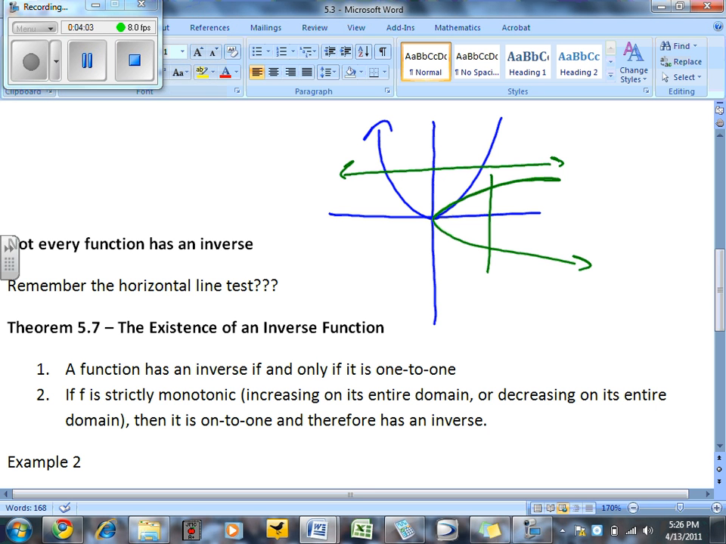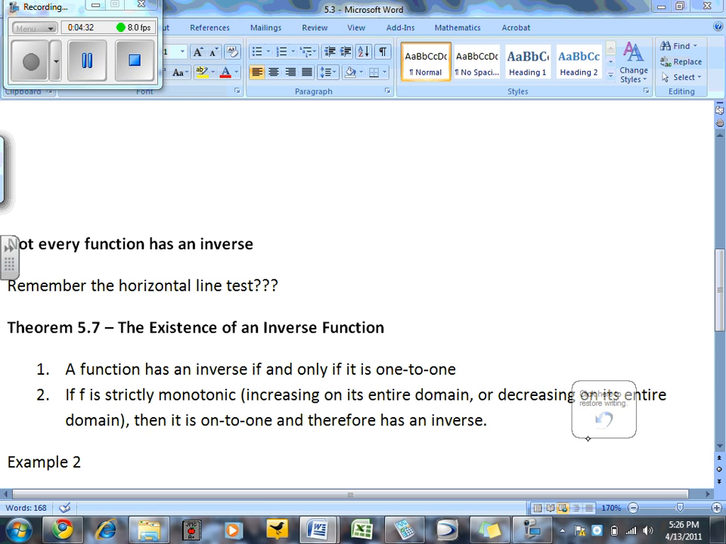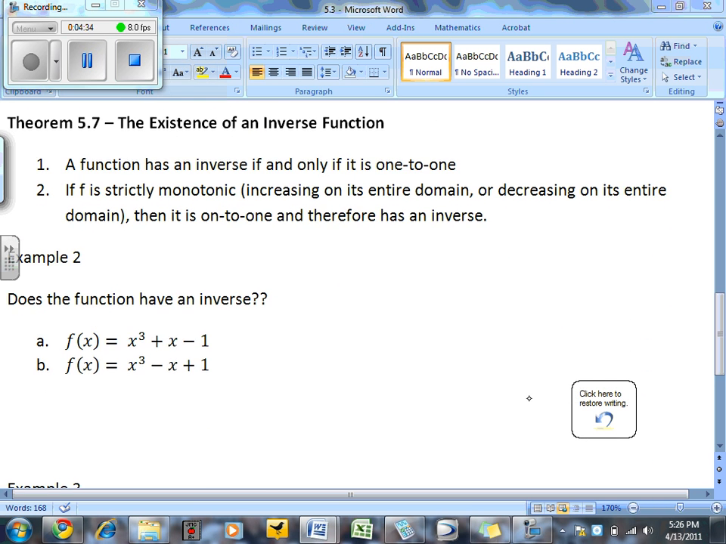Now also, if f is strictly monotonic, which means that it either increases or decreases on its entire domain. So if you think of monotone, somebody talks in the same voice the entire time. Well, that would be kind of like a boring function. It doesn't have any curves or anything like that. It's not wavy or anything. It's just either always increasing or always decreasing. It's not doing anything fancy. Then we know it will have an inverse because it's going to pass the horizontal line test.